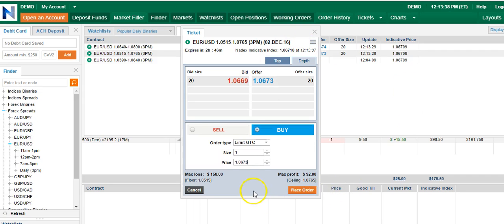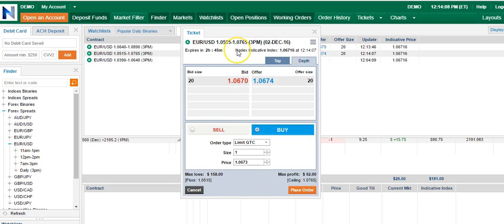Now, we're going to buy it. So let's say the market falls all the way to 1.0400. We would not lose 260 or 270 pips. We would actually only lose from 106.73 to 105.15. So 158 pips is what we would lose.